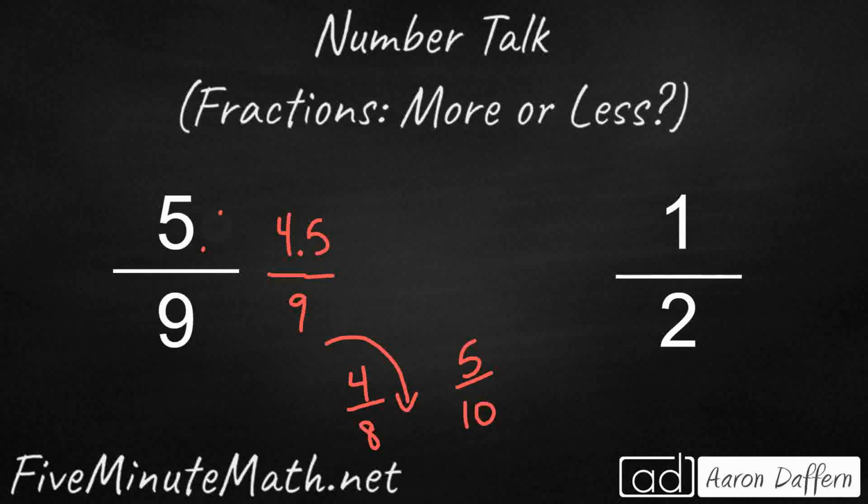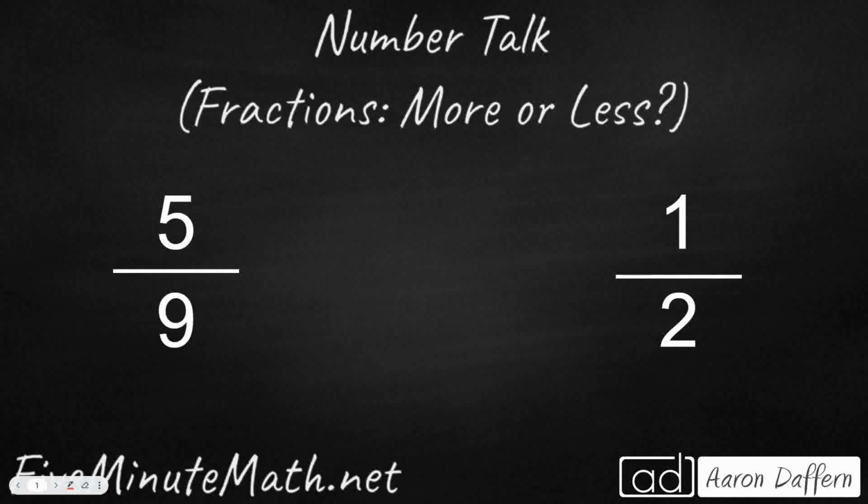If you want to make them both go to the 10th place, you can, but take a look. 5 and 0/10 is still going to be greater than 4 and 5/10. So both of those methods work. Maybe you found another method. Either way, 5/9 is greater than 1/2.